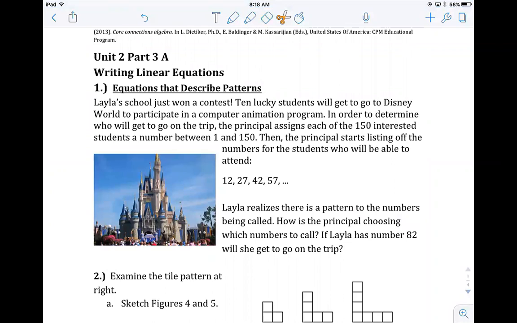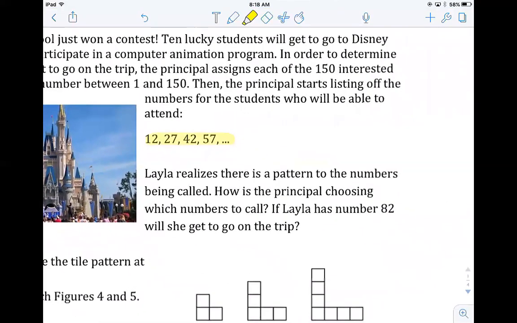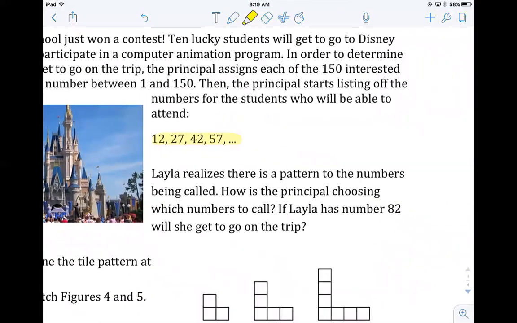The principal starts listing off the numbers for who can attend. So we have our sequence here of 12, 27, 42, 57. Layla realizes there's a pattern. We want to figure out how the principal is choosing which number to call. And if she is number 82, will she get to go on the trip?